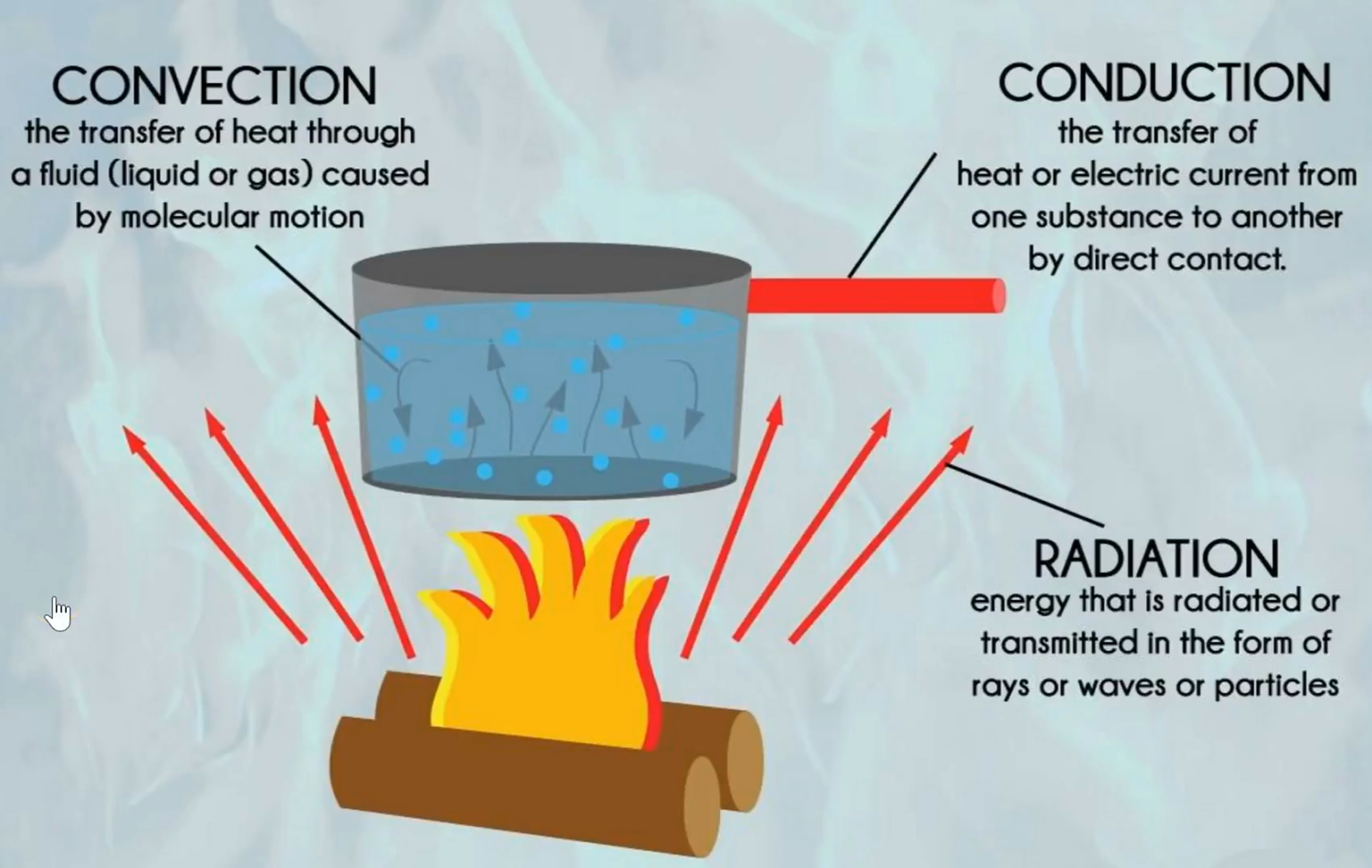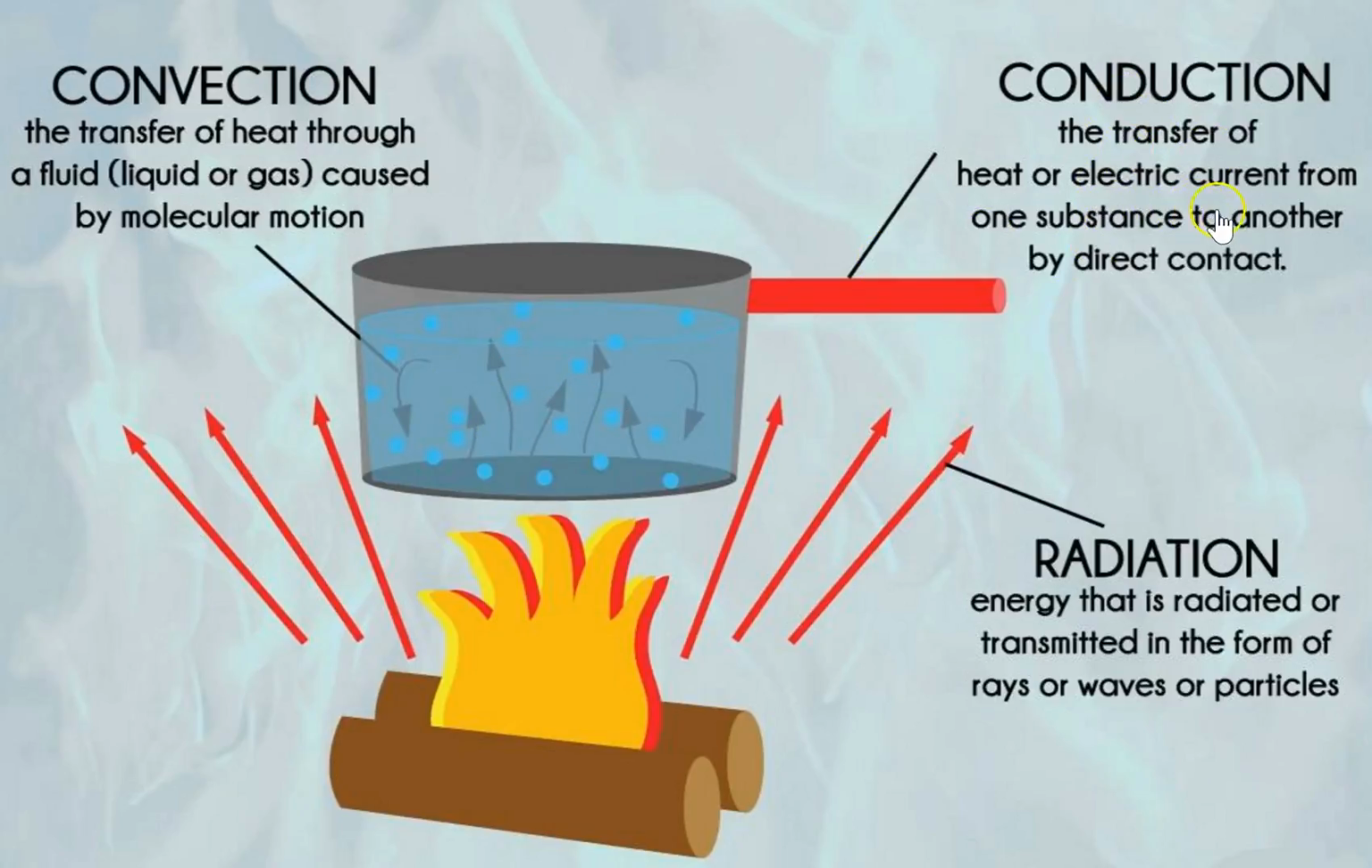All right, join me in your science book on page 200. How heat is transferred. Okay, let's look at the picture real quick on your video. There's convection, the transfer of heat through a fluid, liquid, or gas caused by molecular motion. So convection is this liquid moving. Okay, the molecules in the liquid moving.